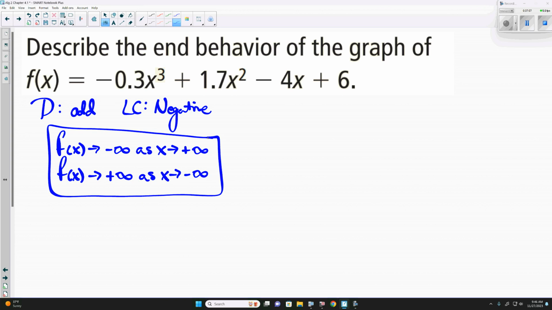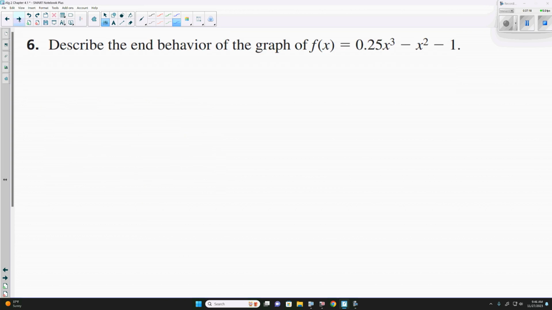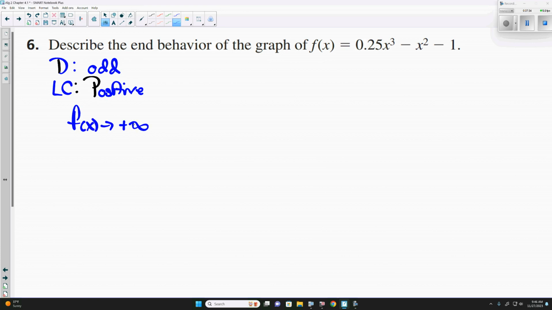Questions on these here? So really for these, it's just what's the degree? What's the leading coefficient? Match it up to its corresponding part. So here, the degree is still odd, but the leading coefficient this time is positive. So again, we would look back at the chart, and it would tell us f of x approaches positive infinity as x approaches positive infinity, and f of x approaches negative infinity as x approaches negative infinity.